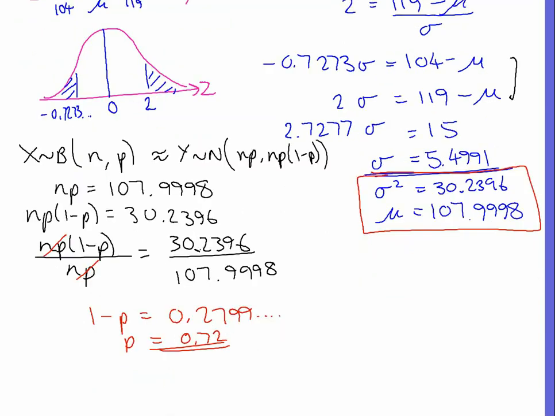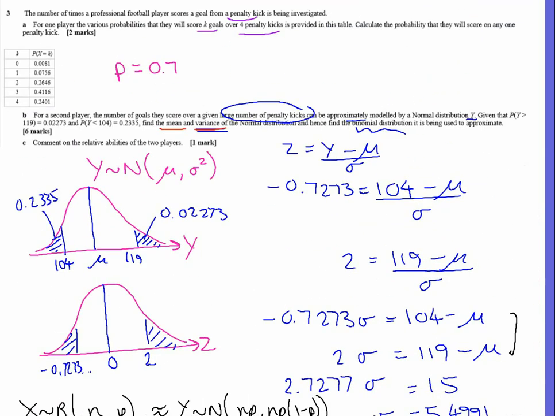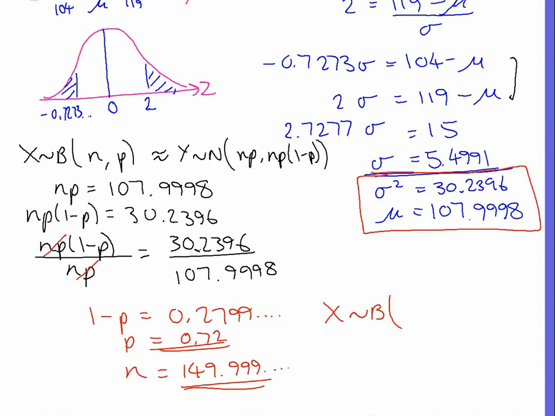And just like before, we have an equation. I'm going to pop it into this one. So I'm just going to divide 107.9998 by my new value of p, and I get 149.999. So therefore x is distributed binomially. Did they want nearest? I can't remember what they wanted. Let's have a look. Okay, so it's discrete, so we can't have that as an answer. So let's go for 150, and the probability of scoring is 0.72. And there you have it. That's a really good question.